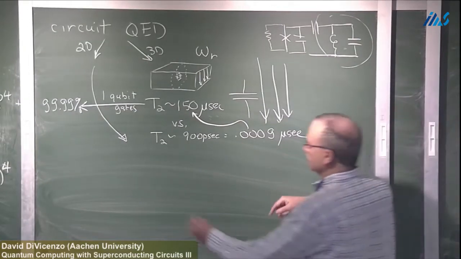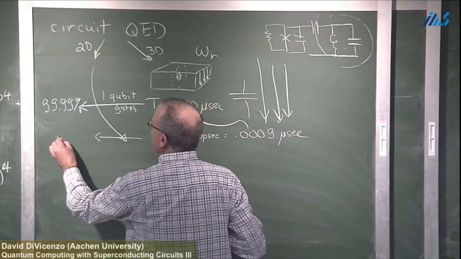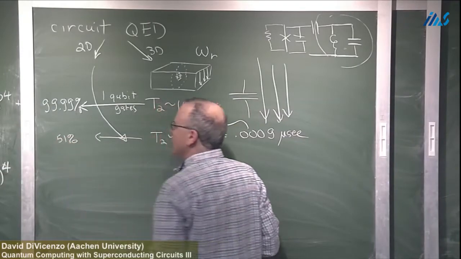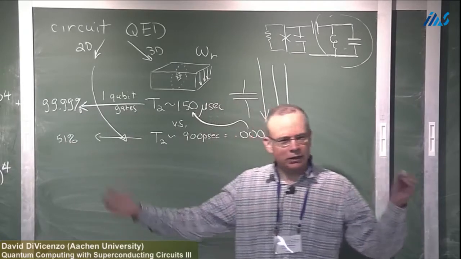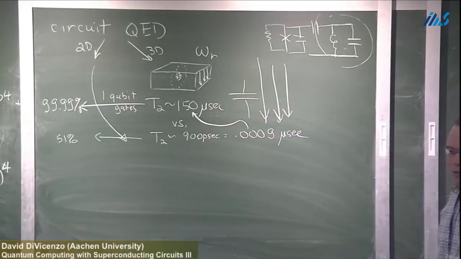Here the fidelity might have been 51% or something, but this is by a measure where 50% is sort of like a completely random gate. So it was really a pretty poor gate.